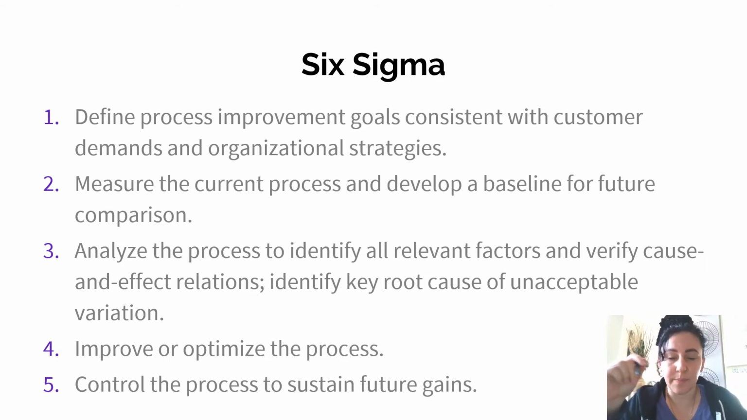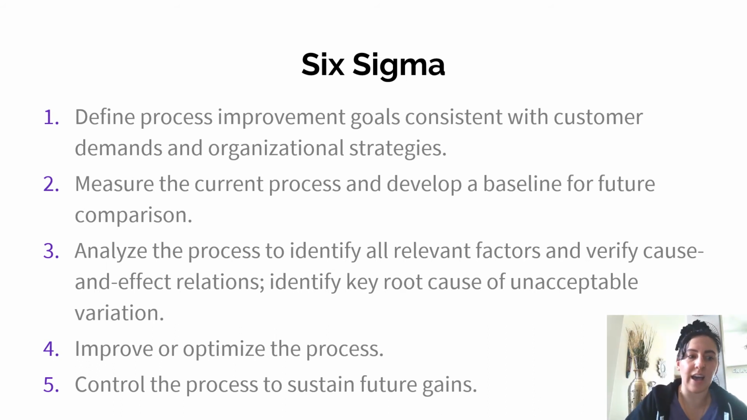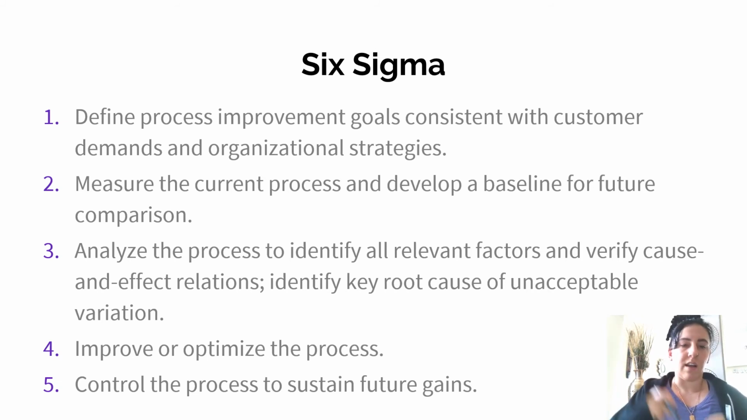Okay, so Six Sigma. This is another quality improvement model that can be used. Six Sigma is a highly disciplined and structured framework for delivering an extremely high quality level of product or services. Six Sigma has different steps that occur in a precise sequence and is used for understanding and improving any process. So the steps: first, define the process improvement goals consistent with customer demands and organizational strategies.